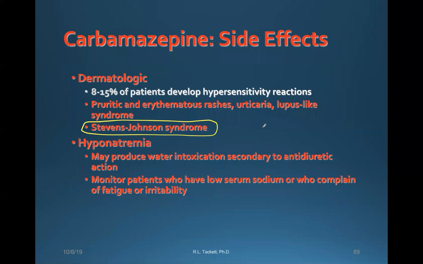Now, another side effect of carbamazepine is hyponatremia. This is often referred to as water toxicity.